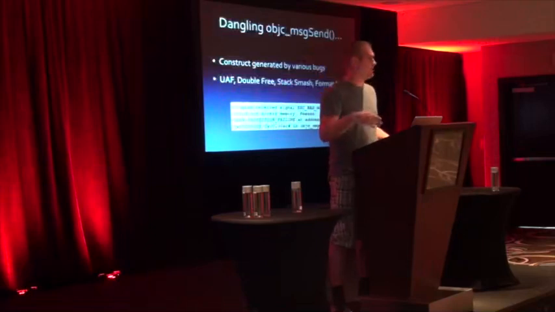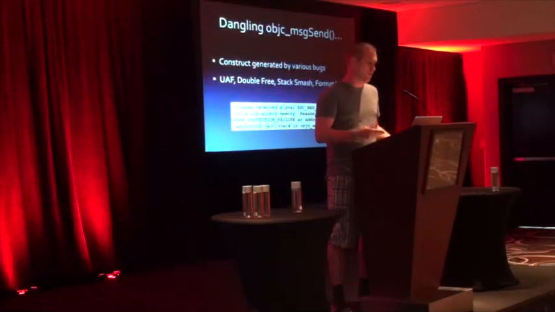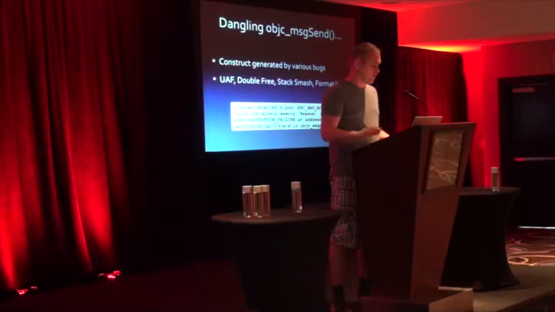And so because everything's getting proxied through this one function, you get this construct happen a lot. And it happens under a variety of different vulnerability constructs, I guess. So use after free, a double free, a stack smash, and even a format string bug will leave you with this thing where you control the ISA pointer or you control the object pointer into an Objective-C message send call.